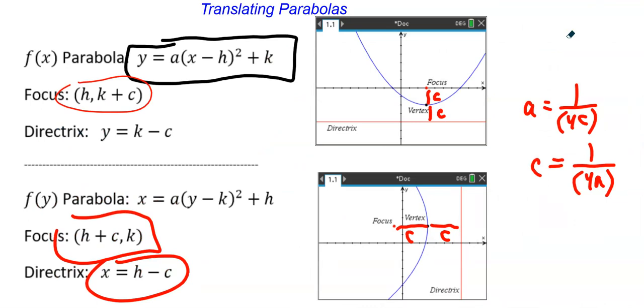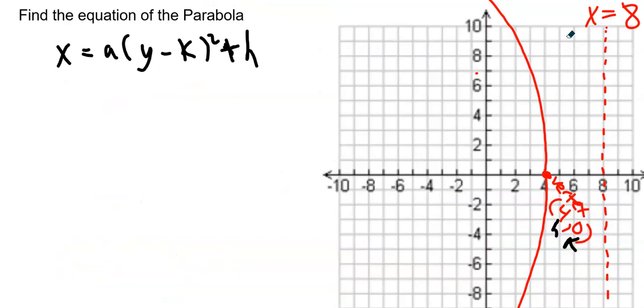So this would be x equals h minus c. So h minus c, so h is 4. So 4 minus c is equal to 8. So 4 minus c must be negative 4. You might have just figured that out just by looking at this. You can see that this distance is 4 units from 4 to 8. And it's opening left, which is a negative direction. So c equals negative 4 makes a lot of sense here.